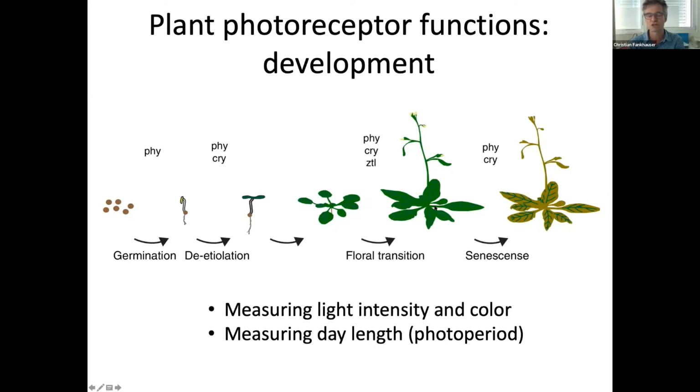This transition, which I briefly mentioned before, from vegetative growth, when the plant only makes leaves, to reproduction, is another key transition in the life cycle of a plant, because now this plant is going to use a lot of resources to reproduce, so it has to happen at the right time. This is typically controlled by day length. But also senescence, the end of the life cycle of a plant, is controlled by the light environment, by multiple photoreceptors. And this is basically a property given to plants because they can measure light intensity, but also color, and they can measure day length.